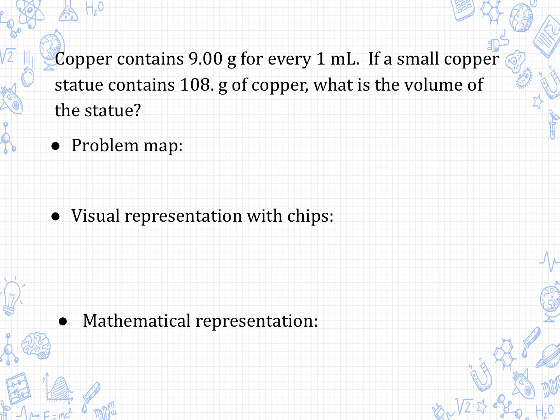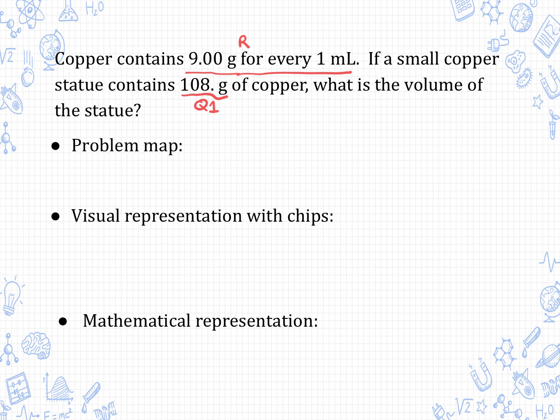Just like in the previous example, I'm going to just start by looking at the problem. It looks like what I know is copper contains 9 grams for every 1 milliliter. That "for every" is a dead giveaway that this is our relationship. It says a small copper statue contains 108 grams of copper. Here we've got a number and a unit. That sounds like our starting quantity. And it asks, what is the volume of the statue?